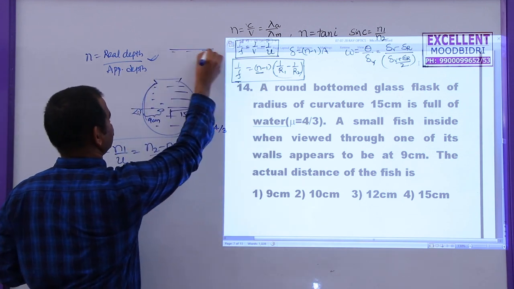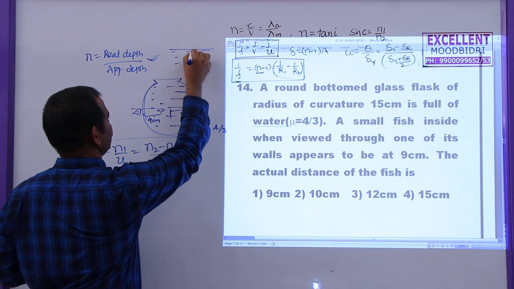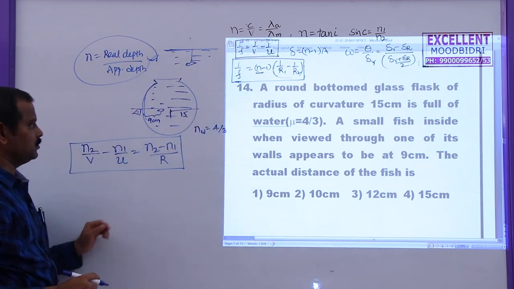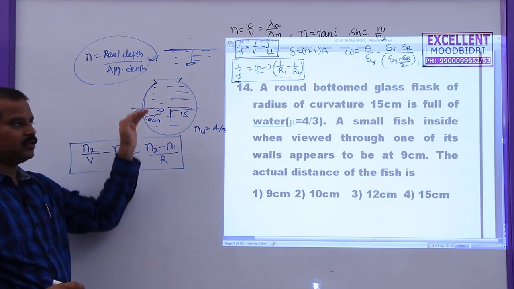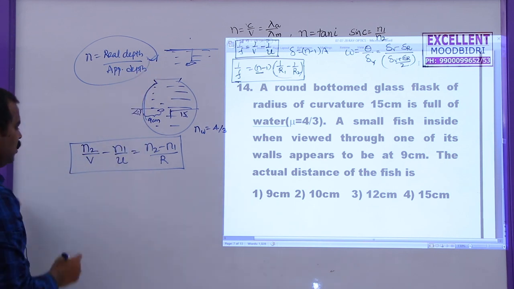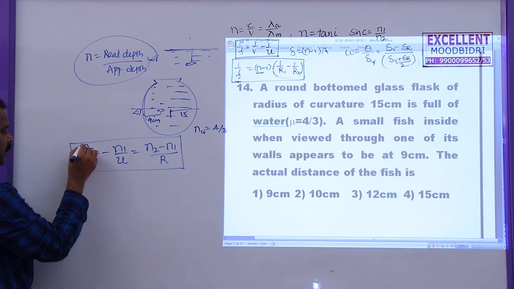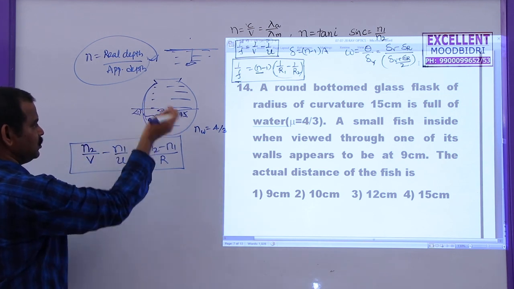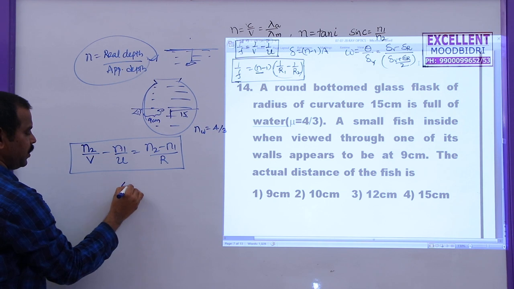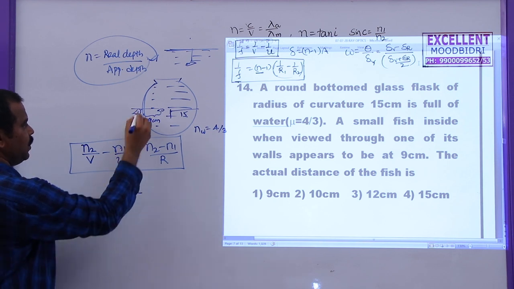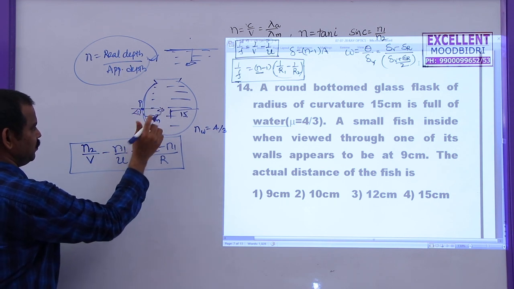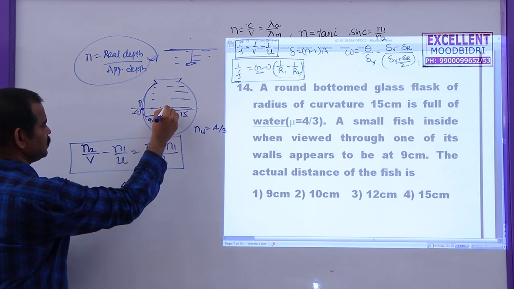So let us say this is water. If the fish is here, then you can use this formula because the surface is flat. For a curved surface, refraction takes place through a curved surface, and this is the formula, where v is the image distance. Now here, the fish is the object, inside water. For water, the refractive index is 4/3, and from this point P, it appears at a distance of 9 centimeters. That means the actual distance is somewhere here.